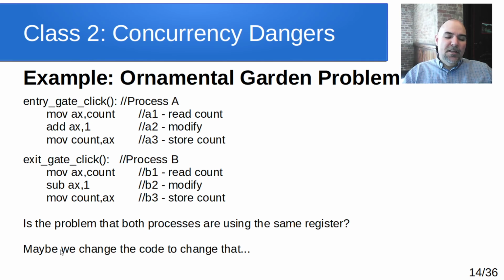So you might say, is the problem that both processes are using the same register of the processor? And you might think that, but realistically behind the scenes, if this is an interrupt, we're going to push the registers, use them, and then pop them to restore them to the state they were in. So probably not. That's probably okay. But a developer might look at that and go, oh, I know what the problem is. These are both trying to use the same AX registers.